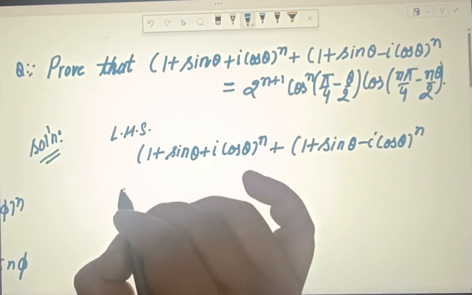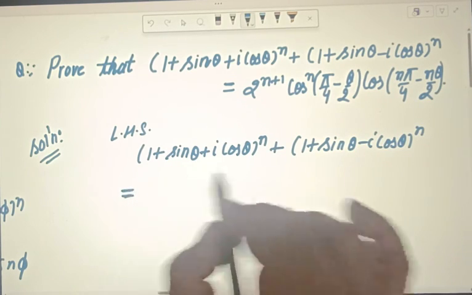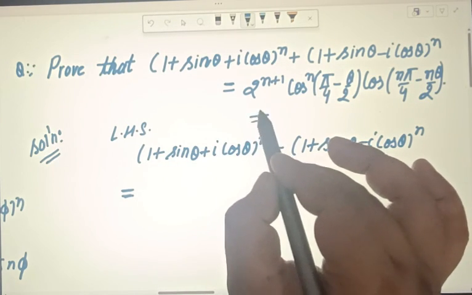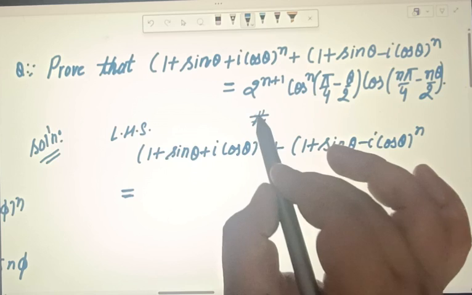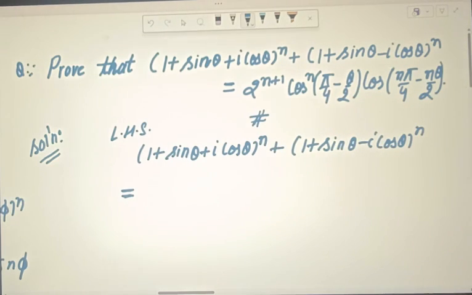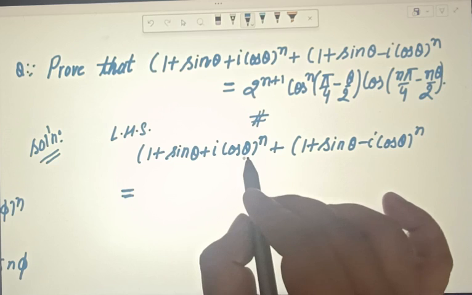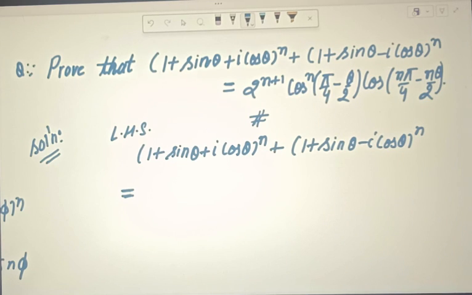Okay, it is your left hand side. We need to prove it equals the right hand side. The answer looks quite difficult, but it will come in very simple steps, by using the very basics of mathematics. So don't be stressed. So come on, (1 + sin θ + i cos θ)^n.